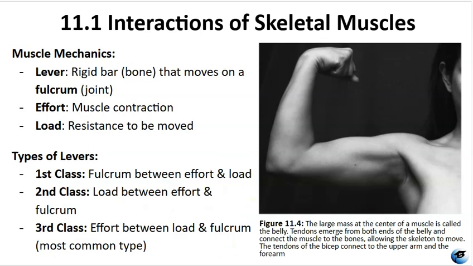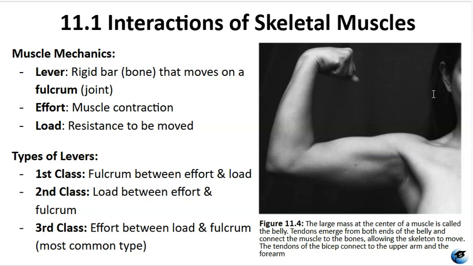Muscle mechanics operate on the principles of levers, which include a rigid bar, such as a bone, that moves around a fixed point called the fulcrum, typically a joint, and the effort required to move the lever is generated by muscle contraction, while the load represents the resistance that might be overcome.